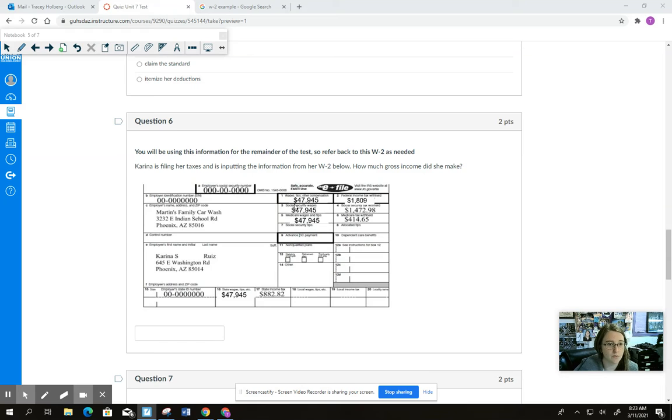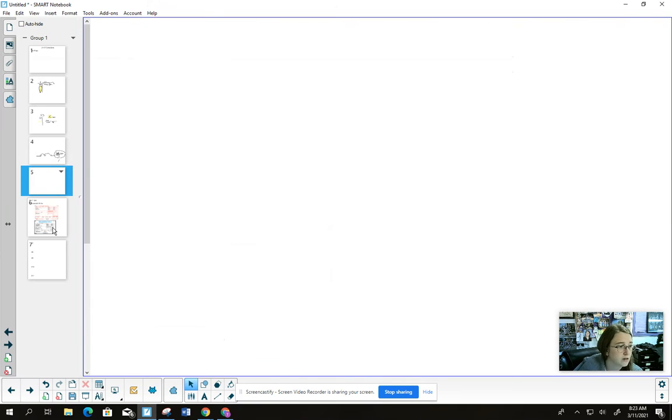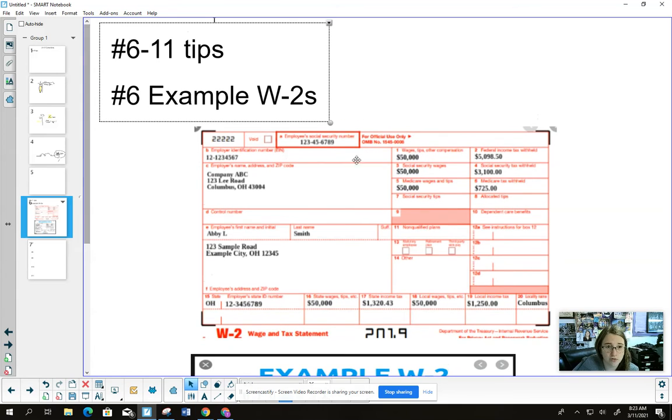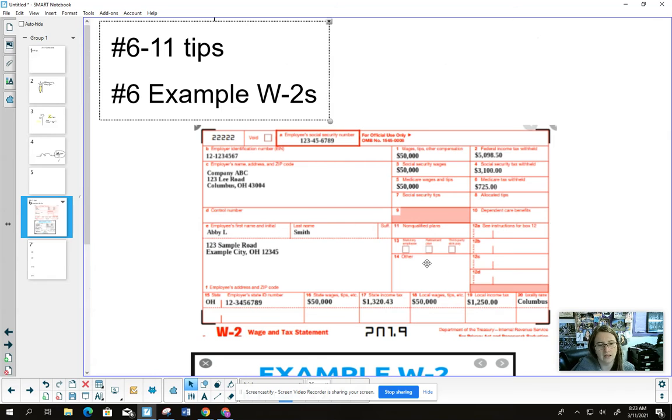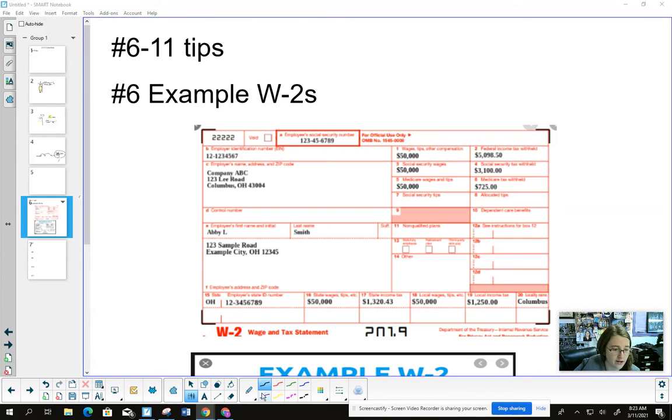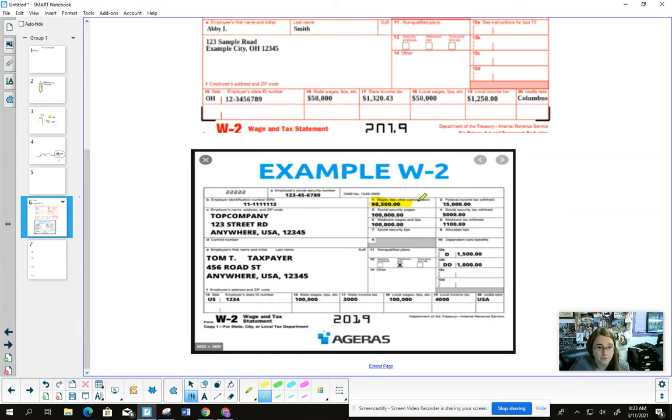This was a super easy question on number 6 because all you had to do was read the W-2. You guys have seen some examples of W-2s. Here is a couple other examples of W-2s. They all look vaguely similar. Every business kind of has its own formatting, I guess you'd say, but everything is the same in that box 1 is always your income. On every single person's W-2, see where it says box 1 here? It says wages, tips, and other compensation. That's income. Box 1 is always the income.